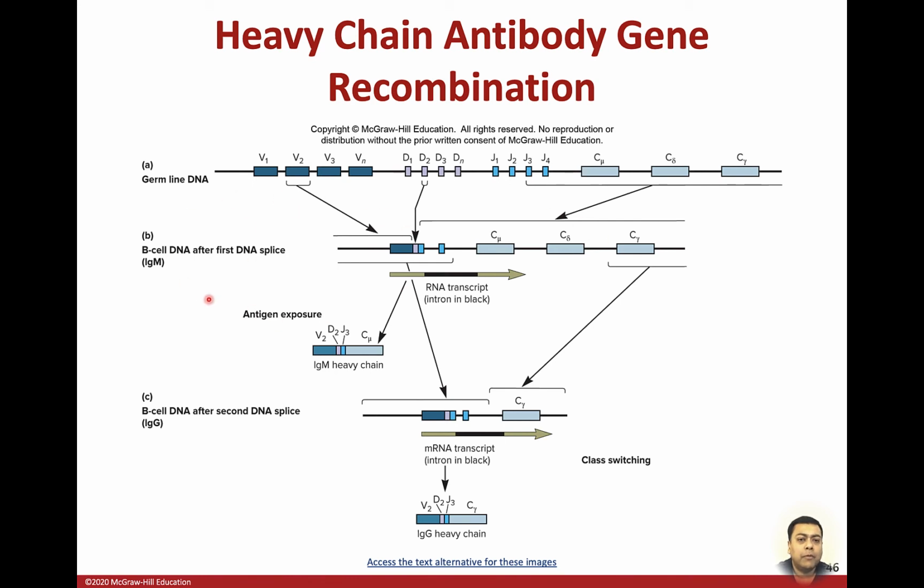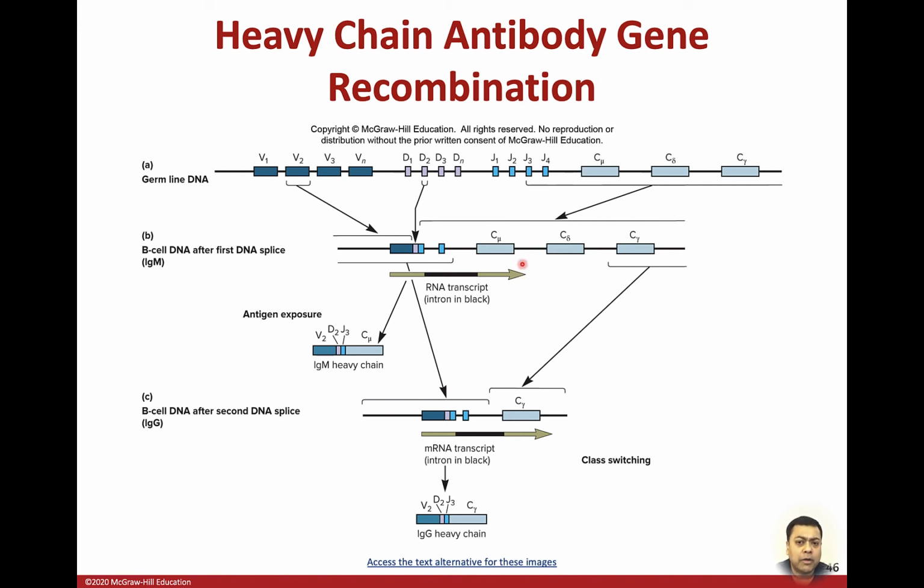So now, say for an example, initially the B cell DNA after the first DNA splice will produce an IgM which contains this mu region. Then there's a particular enzyme that is activated when there is a first exposure to the antigen, which is known as activation-induced cytidine deaminase or AID. So this enzyme does some very interesting thing. Right here in this region, it converts the cytosine to uridine, uracil.